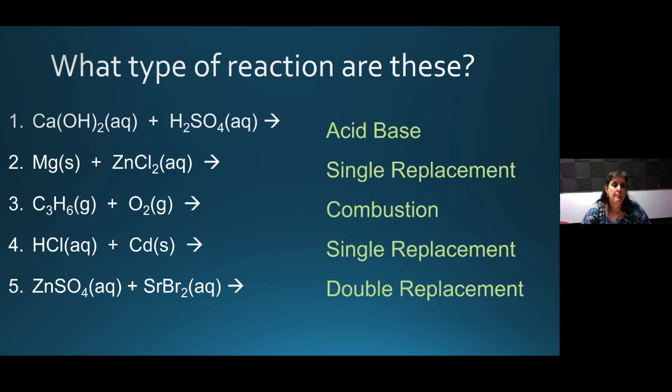Number 5, metal plus a non-metal group and a metal plus a non-metal. Double replacement. Hopefully you did a good job with those. What type of reaction are these? Very important question.